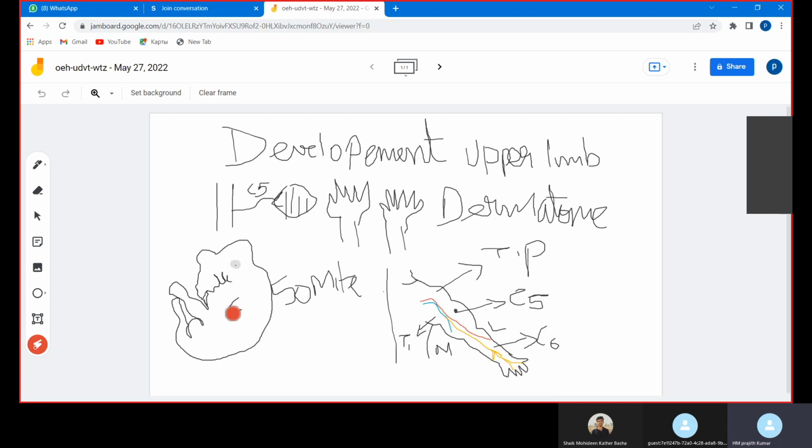These upper limb buds are developed from the somites. These are derived from the paraxial mesoderm. Both the upper and lower limb bones are derived from the somites, but the lower limbs are derived from the lateral mesoderm, whereas the upper limbs are derived from the paraxial mesoderm.